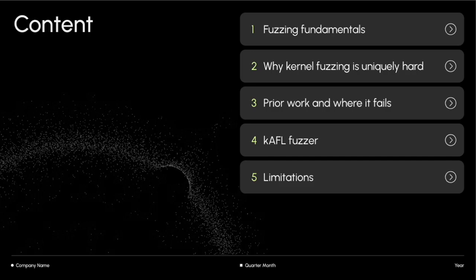So here's the roadmap for the presentation. We'll start with fuzzing fundamentals to make sure everyone has the same baseline. And then from there, we'll talk about why the kernel is particularly hard to fuzz. And then we'll look at how prior tools tried and where they fell short. Then we'll dive into kAFL itself, and then we'll finish with an analysis of its performance, impact, and its limitations.